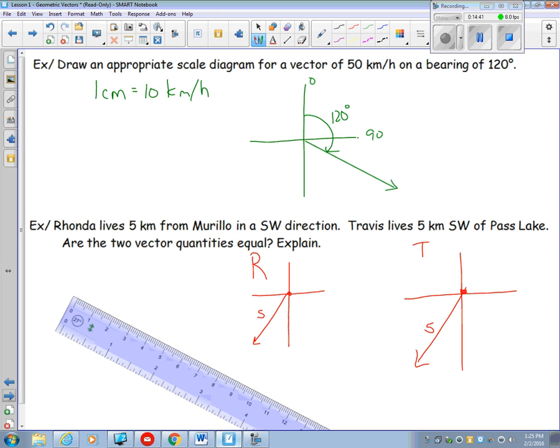And we want to know, are these two vector quantities equal? Well, if I drew them accurately, they have to be, right? They're the same length, so same magnitude, and the same direction. So are they? Yes. Okay, and that takes us to the end of geometric vectors.